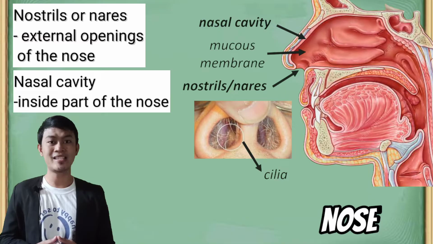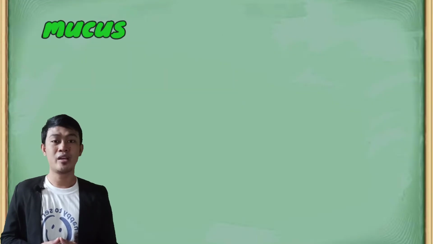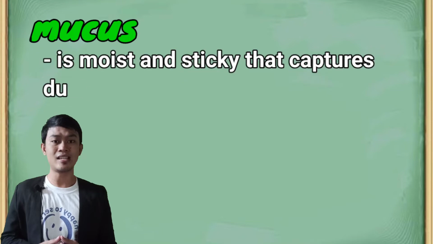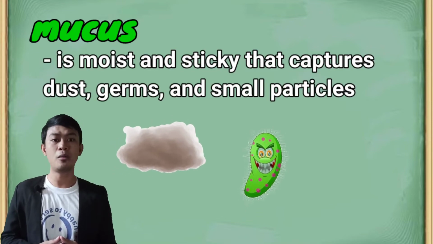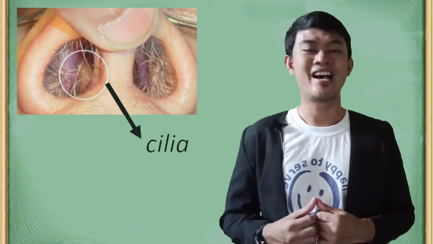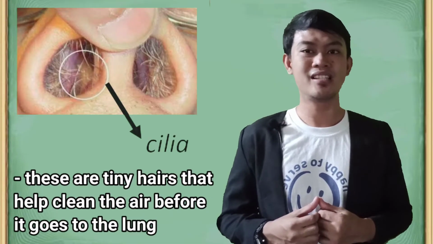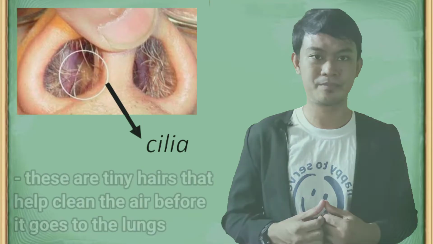While inside the nasal cavity, the mucous membrane is lined, which produces mucus. Mucus is moist and sticky that captures dust, germs, and small particles that could irritate the lungs. Lastly, the cilia. These are tiny hairs that help clean the air before it goes to the lungs.